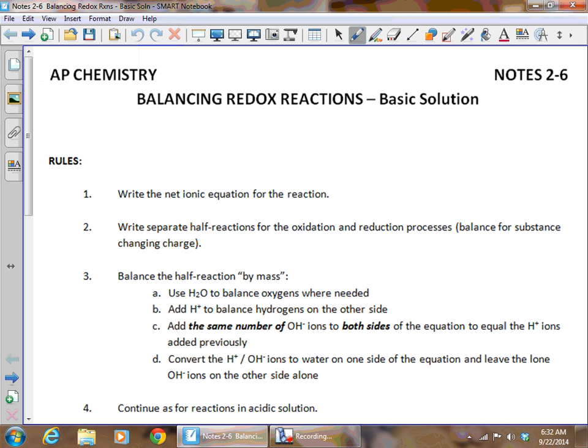So today we're going to talk about balancing redox reactions in basic solution. It's very similar to the process for balancing reactions in acidic solution. The difference is that you're going to have not only some water and hydrogen ions to work with, but you're also going to end up with hydroxide ions whenever we get done. So let's look at our first example here.